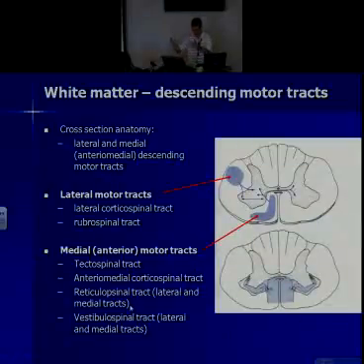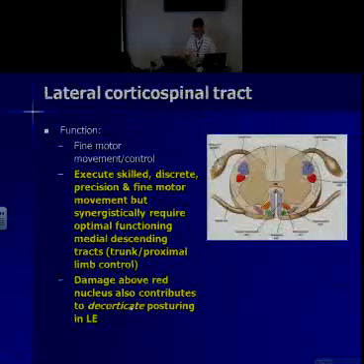So each one's going to get its slide. There'll be a discussion about which way they go and all that. But just get your brain focused on the functional piece of it. All right, so first one on the list, lateral corticospinal tract.